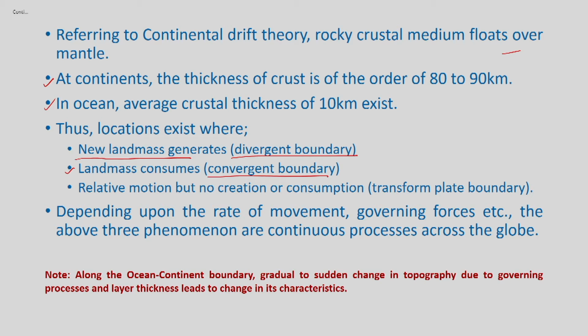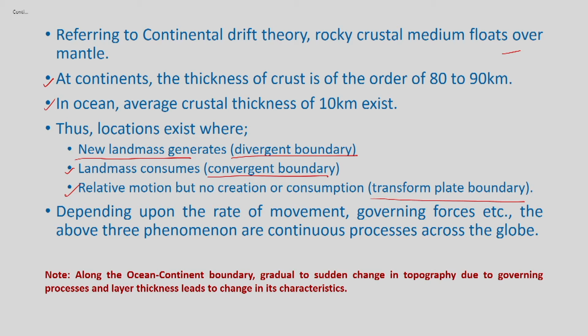Now, there may be another condition where there is neither consumption of landmass nor creation of new landmass. Such plate boundaries are called transform plate boundaries. Such boundaries generally exist whenever the rate of convergence is changing between two plate boundaries. So, you can have some kind of relative motion between those two convergent or divergent plate boundaries having different rates of movement. This is called a transform plate boundary.